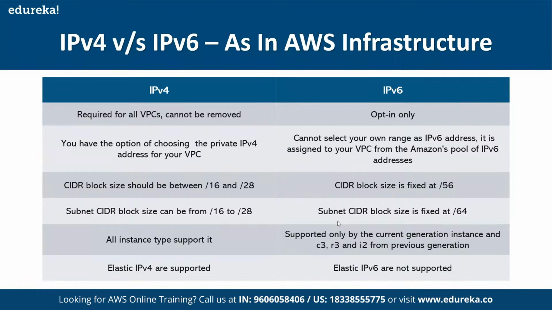So it's a very limited usage as of now. Elastic IPv4 are supported. Elastic IPv6 is not supported. This is something to talk about. Elastic IP addresses, the static IP addresses, these are all IPv4 addresses. IPv6 addresses cannot be static.